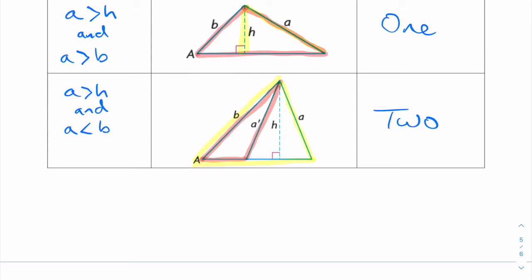Okay, everyone, so those are the different conditions for the sine law and the ambiguous case. I know that was a bit confusing. If you need to rewatch that part of the video, please do so, but I'm going to show you next how we actually apply this.